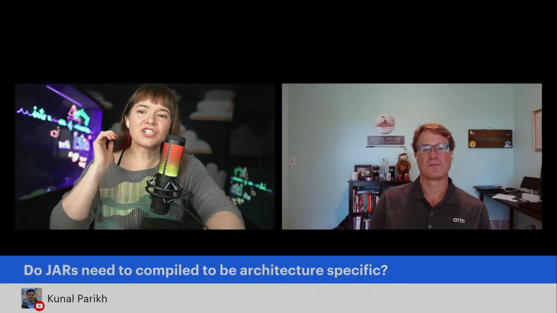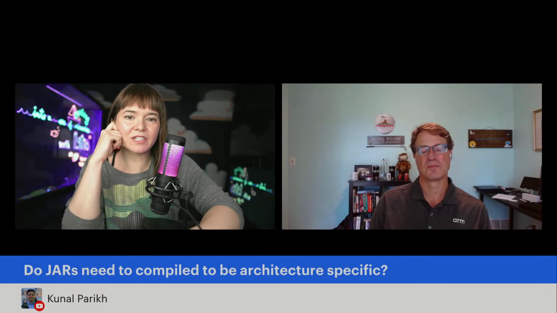The one place I have run into some trouble is that a lot of applications have layers of containers, and some of them you don't know where they came from, so you can't trace them back to the origin in order to build them for ARM. That does happen sometimes, but not a lot. And that's actually related to Kunal's question, which is, do jars need to be compiled to be architecture specific?